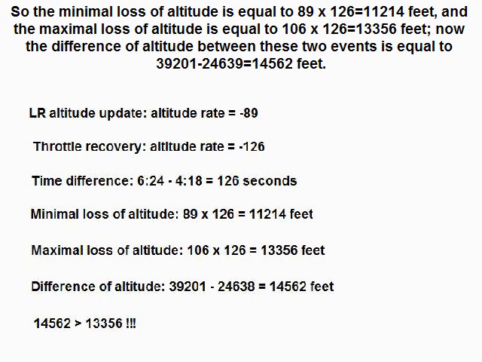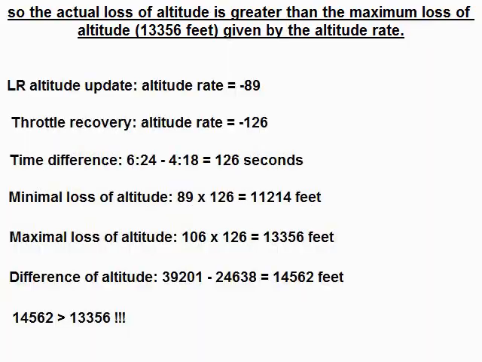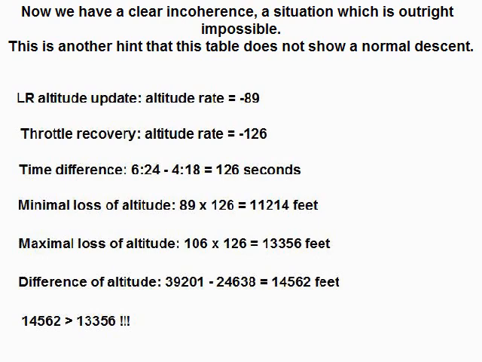Now the difference of altitude between these two events is equal to 39012 minus 24639 equals 14562 feet. So the actual lost altitude is greater than the maximum lost altitude, 13356 feet, given by the altitude rate. Now we have a clear incoherence, a situation which is outright impossible. This is another hint that this table does not show a normal descent.